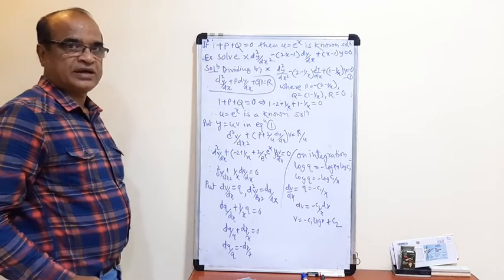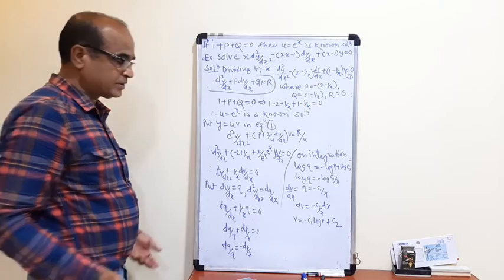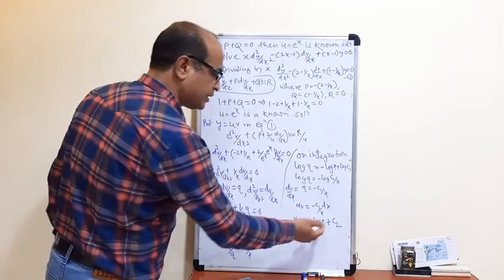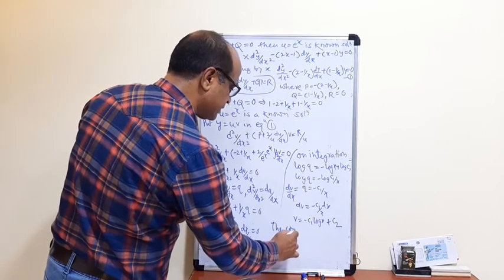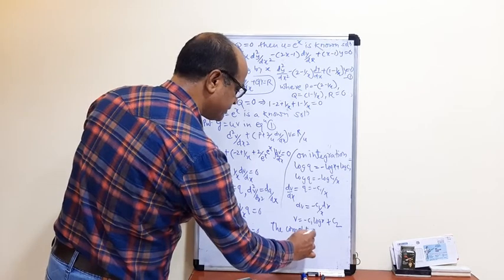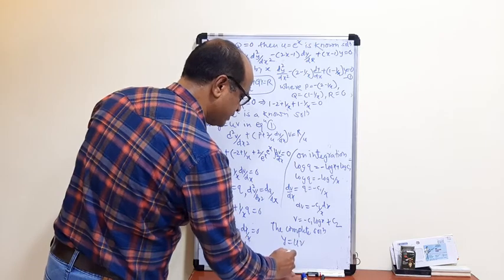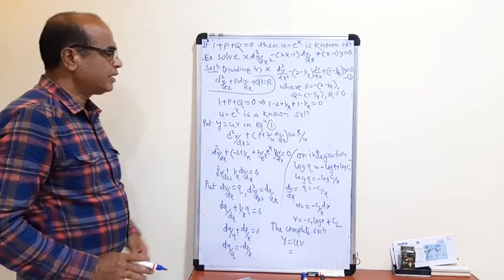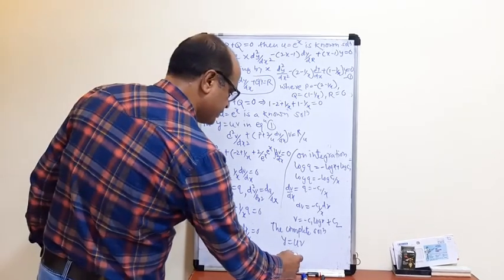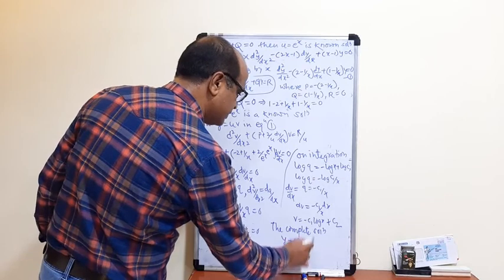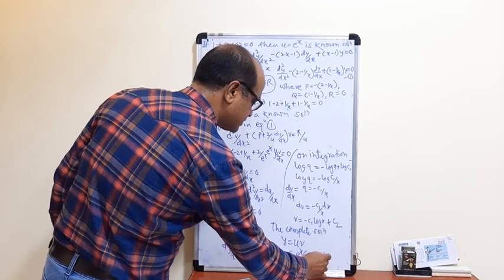Because this is a second order differential equation, in the solution of that differential equation there are two arbitrary constants, that is c1 and c2. So the complete solution is y is equal to uv. Same method followed here. What is u? U is equal to e raised to x. And what is v? V is this, minus c1 log x plus c2.